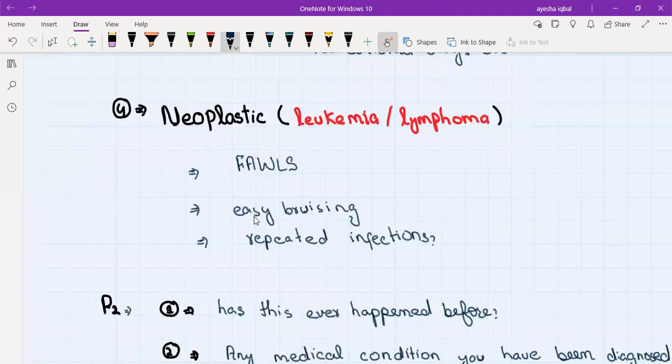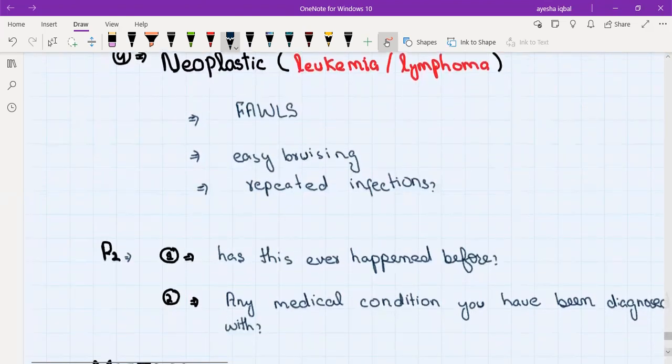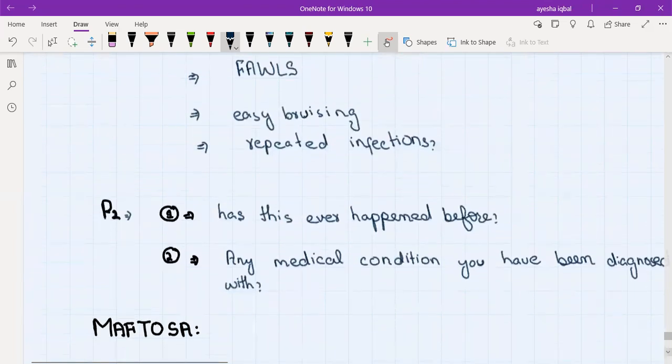And then leukemia and lymphoma patients have easy bruising, a tendency to bruise easily, and they might have a history of repeated infections because their WBCs are not working properly. Easy bruising is because their platelets are dysfunctional. So these were differential diagnosis questions. Now, after asking all these questions, you will have a clue of your provisional diagnosis.